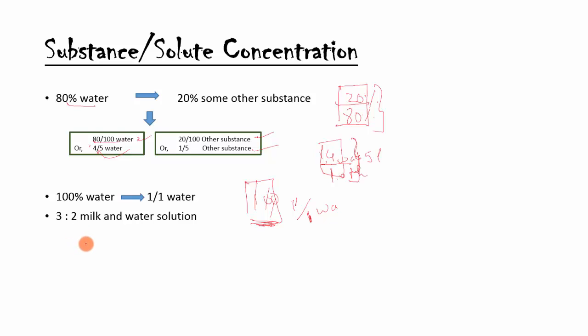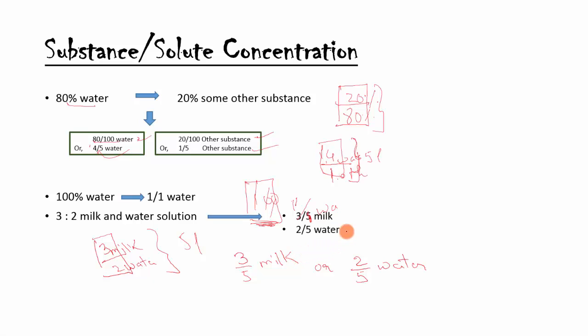What do we mean when we say 3:2 milk and water solution? When we say we have a 3:2 milk and water solution, we have 3 milk and 2 water. That is, out of every 5 liters, we have 3 by 5 milk concentration, or 2 by 5 water concentration. So we can represent the solution in terms of milk, then we will say 3 by 5 milk solution. And when we want to represent it in terms of water content, we'll say 2 by 5 water solution. These two ways.